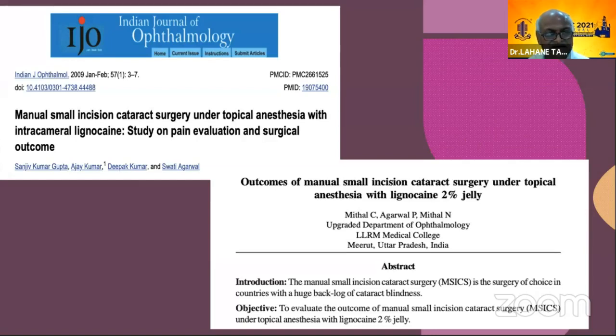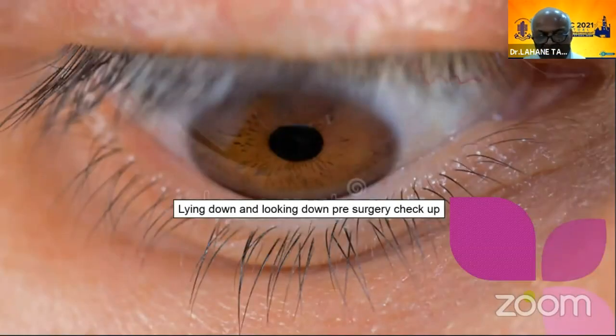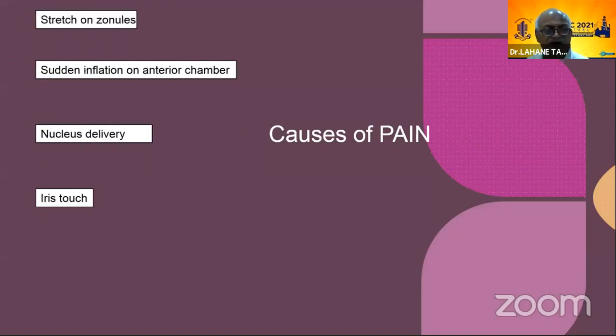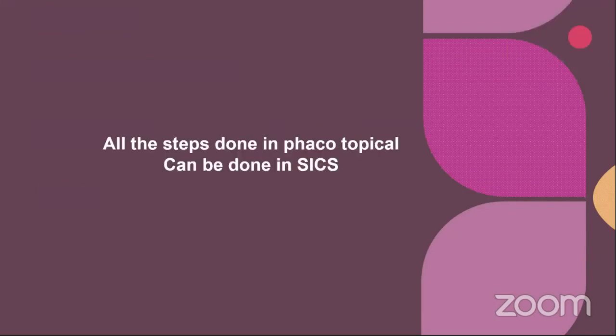Now here you will see there are the results, and in that a manual incision can be done under the topical anesthesia. And here the patient is lying down and looking down per surgery checkup. So you'll have to see each and every surgery checkup. The cause of pain is the iris touch. So here you should avoid that. Stretch of the zonules you should avoid. Sudden inflation in the anterior chamber you should avoid, and nucleus delivery should be proper. Now all the steps done in phaco topically can be done in SICS.